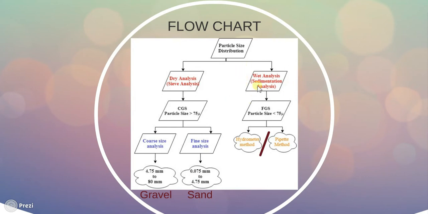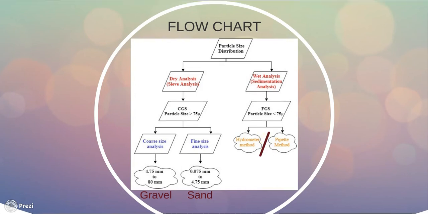Coming to wet analysis or sedimentation analysis, it is meant for FGS, fine grain soil, or we can say particle size less than 75 micron. For wet analysis, generally this method is used. It is called hydrometer method or pipette method.